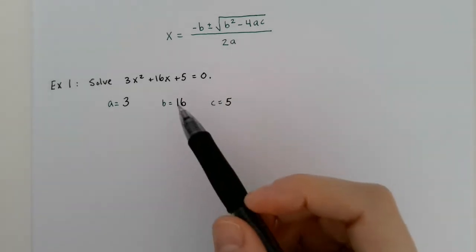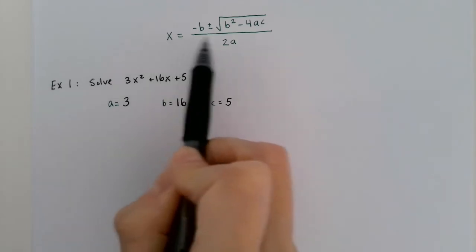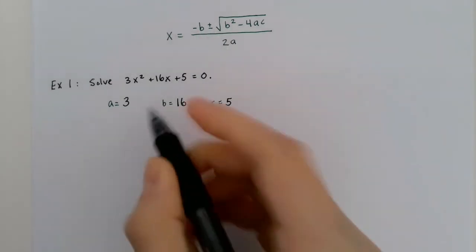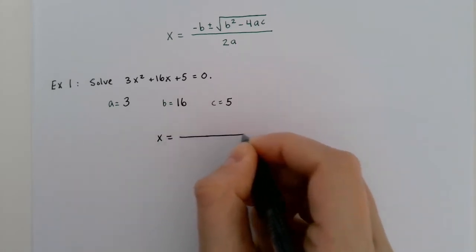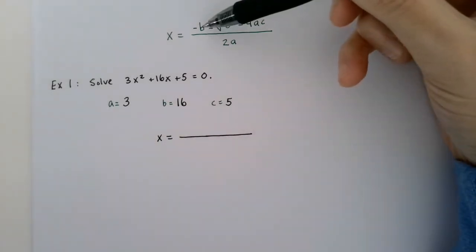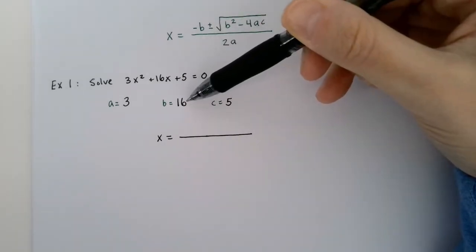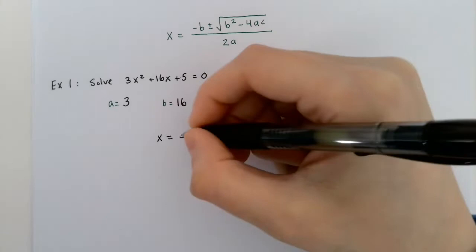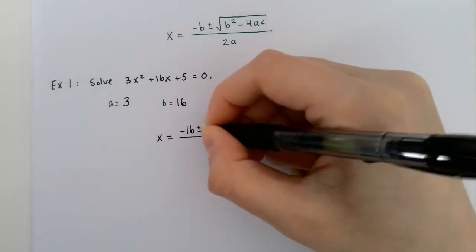So now what we're going to do is we're going to go ahead and plug into the formula. Remember that we're solving for x, so this formula gives us an answer for x, right? If we plug in, we're going to get the value for x. So let's go ahead and plug in for the variables that we have. So the first thing that we need is the negative of b. So b is 16, and negative, or you can almost think of it as the opposite. The opposite would be -16. And then we have plus or minus.